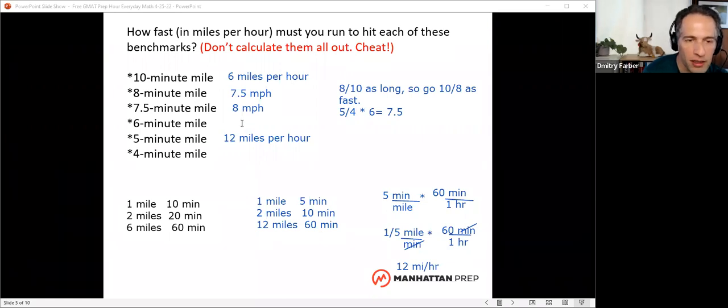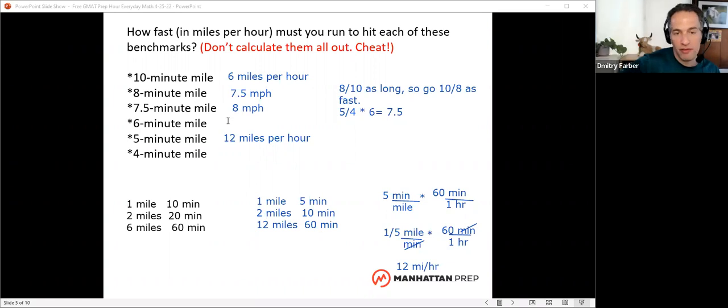Similarly, with a 6-minute mile, it's 3/4 as long as an 8-minute mile. So I need to go 4/3 as fast. 7.5 is like 3/4 of 10, so I could then say, hey, this is 10 miles an hour. Or of course I could do 10 times 6 is 60. And then the dreaded 4-minute mile, I can just divide 60 by 4, and I'm saying I'm going 15 miles per hour.